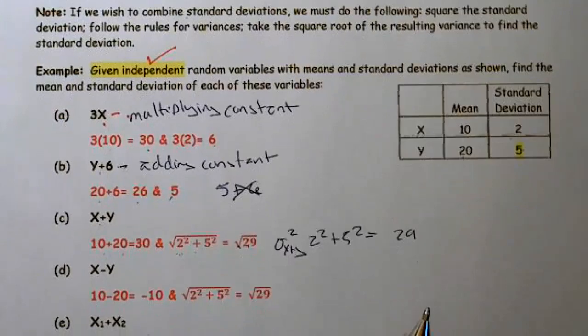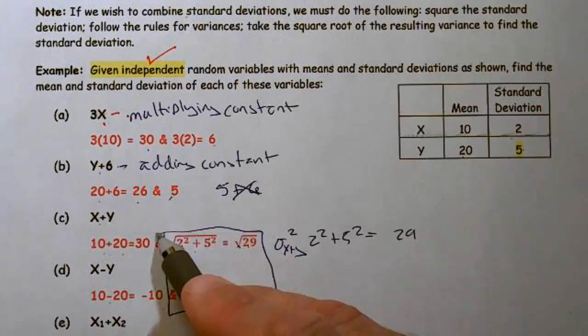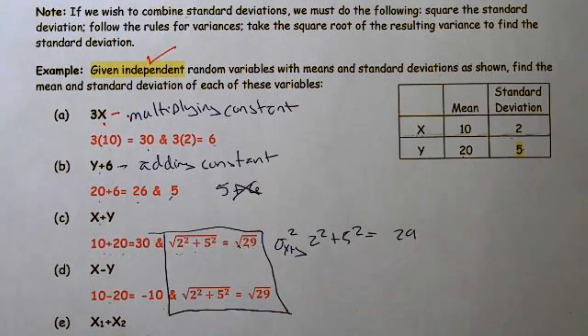All right, we can subtract means. So 10 minus 20 gives me a negative 10. But notice these are exactly the same. I can only square them and sum them. Even though it told me to subtract, even though this says subtract, we don't. And you're going, well, why?